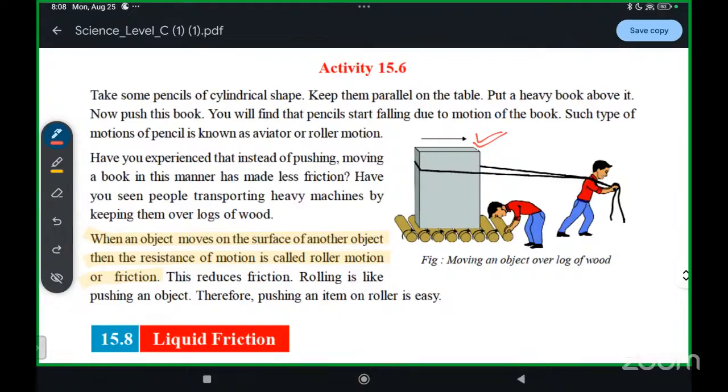Now, when an object moves on the surface of another object, the resistance of motion is called friction. Rolling reduces friction. Rolling is like pushing an object. Therefore, pushing an item on a roller is easy because it reduces the friction, and when friction is reduced, it is helpful for us to move things, or it is helpful for the motion to take place.